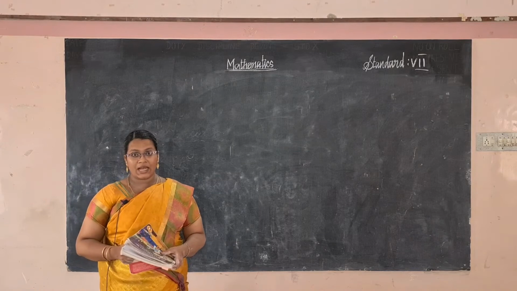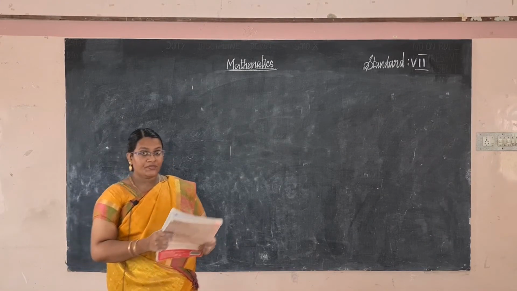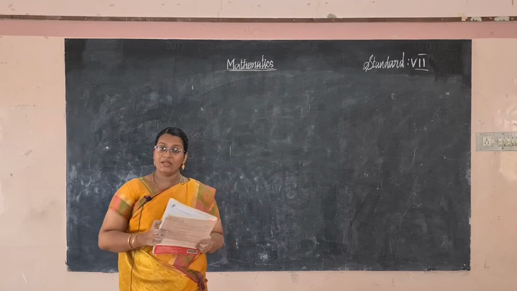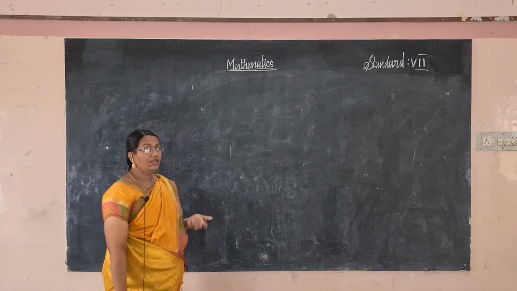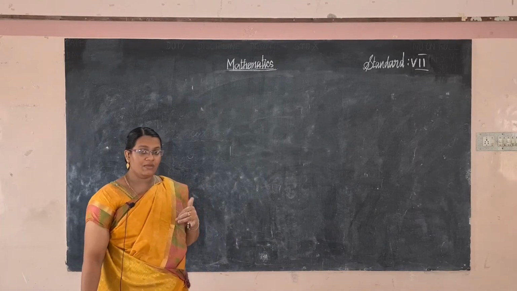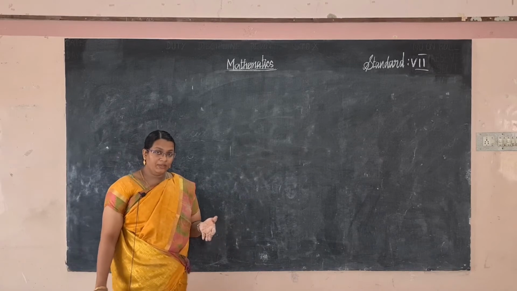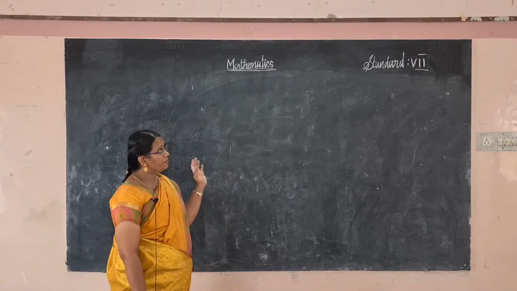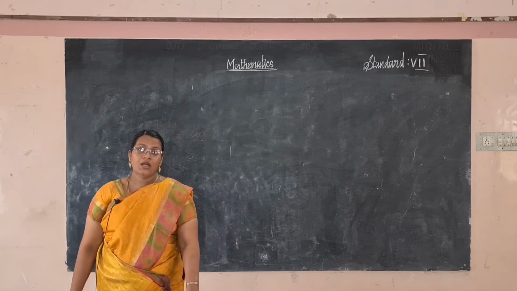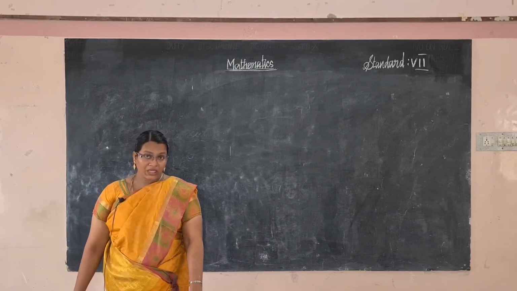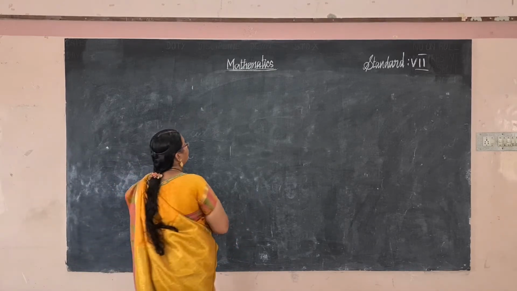It has three types. The first one is multiplication of a decimal by 10, 100, 1000, and the second one is multiplication of a decimal by a whole number, and the third one is the multiplication of a decimal by another decimal. I hope everyone has understood that concept. Now let us move to the exercise problems. Okay, exercise 4.1.